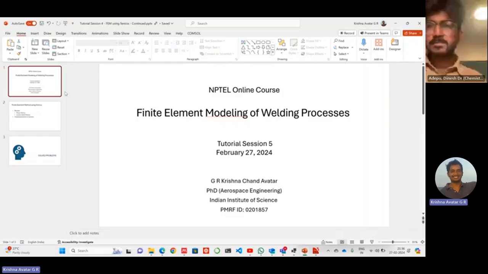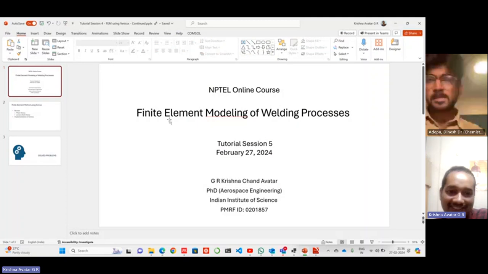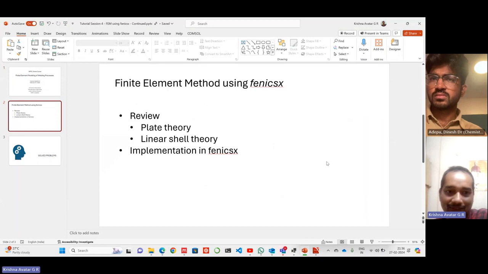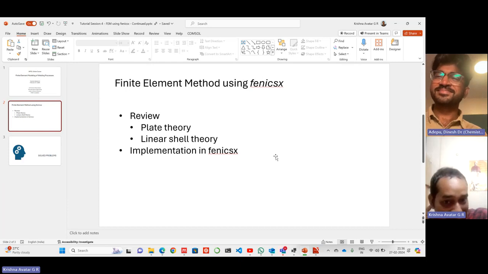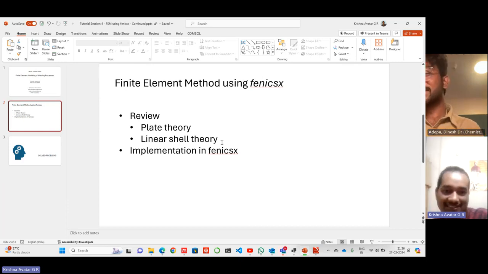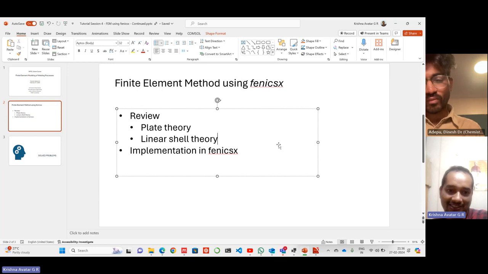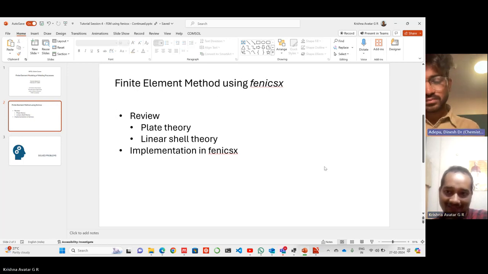So this is our fifth tutorial session on FEM of welding processes. Today we'll digress slightly from our topic. We'll be reviewing some plate theories, linear shell theory, and how they are implemented in Phoenix, especially the formulation of linear shell theory.